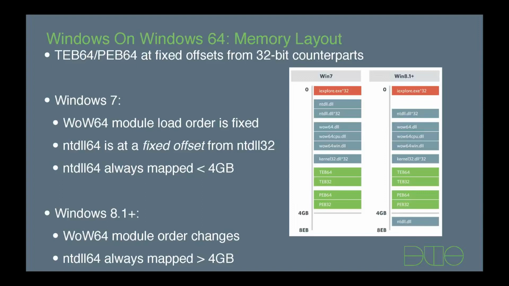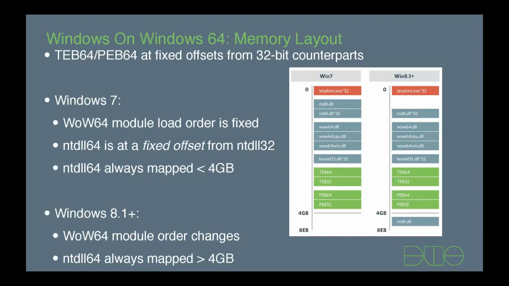On Windows 7, for all of those modules I was talking about, the load order is fixed. So again, they're subject to ASLR, but if you can find one of them, everything is going to be predictably aligned from there. Additionally, the 64-bit copy of NTDLL is always located at an address below 4 gigabytes, and it is at a fixed offset from the 32-bit copy of NTDLL. This particular factor was big in being able to make this exploit work easily.